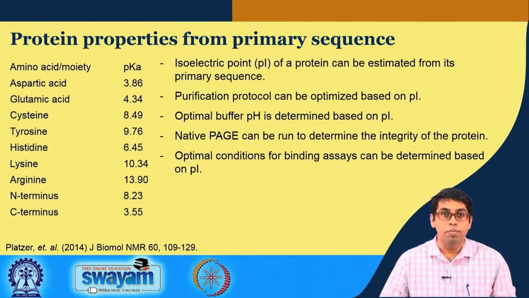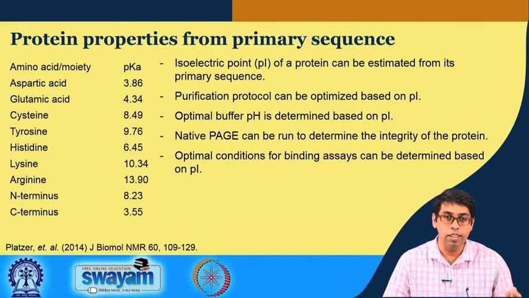So, once we have the epsilon 280 of our protein, we can use Beer-Lambert law, measure the absorbance at 280 nanometers, and we can calculate the concentration of our protein with great accuracy. It turns out that the epsilon 280 of a protein depends on the amino acid sequence.